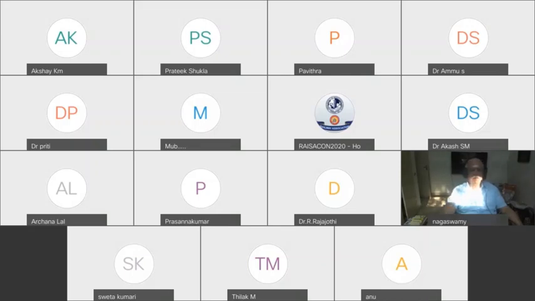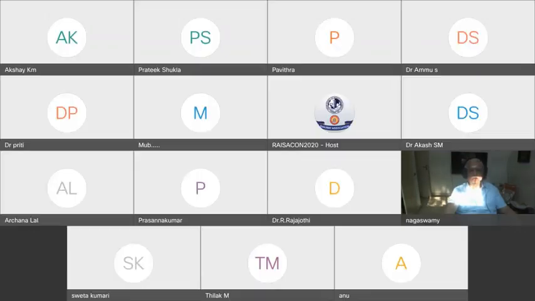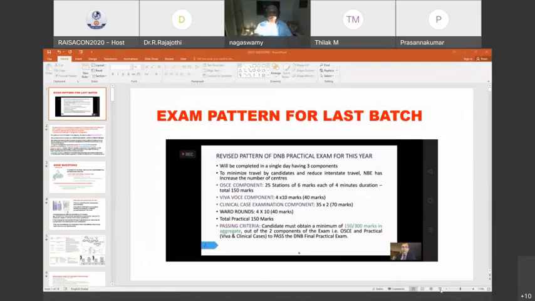Once you have enabled screen sharing, available? Yes. Are you all able to see the screen? Today it will be more like an interactive session, so students also have to unmute and they can answer.